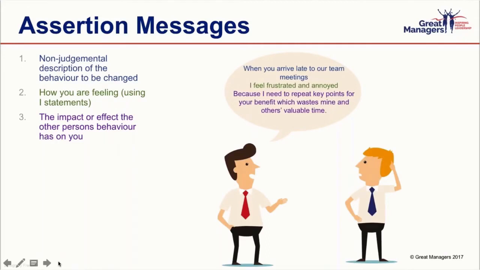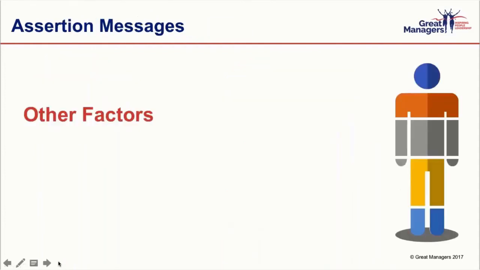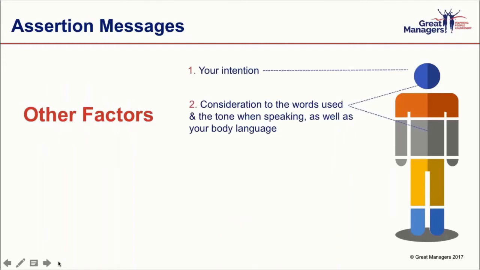So you're using an assertion message there, but there are other important factors in the assertion message. These are things like your intention. Remember, this is normally to change the behaviour. And also consideration to the words and tone you use and your body language, which needs to be composed and confident. And also your preparedness to listen to the needs of others. So the assertion message is not enough on its own. That's the start of it, and then you need to be able to listen to the needs of others.